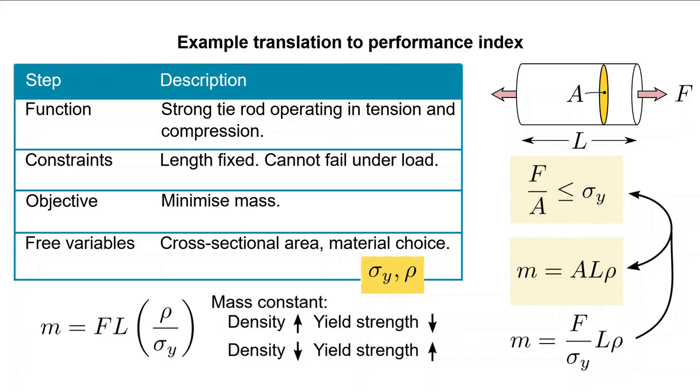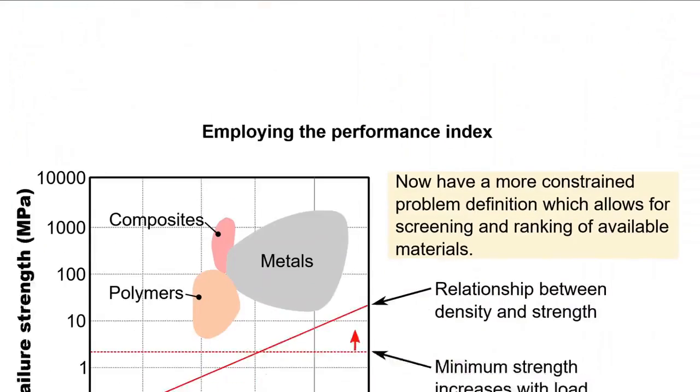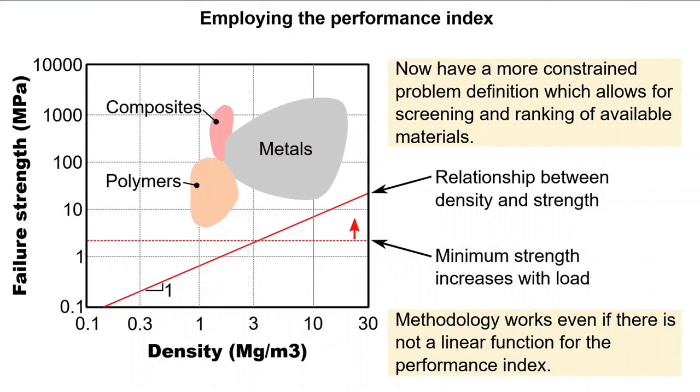The objective, however, is to minimize mass. We now have a performance index. If we want the mass to decrease, then we need to find a material with a high yield strength with a low density. Let's see how we can now use this index coupled with the constraint. The failure strength is something that can be applied to all materials, even if they do not exhibit a yield strength like metals and polymers. If we plot this strength versus density, we can compare a wide range of materials all at once.